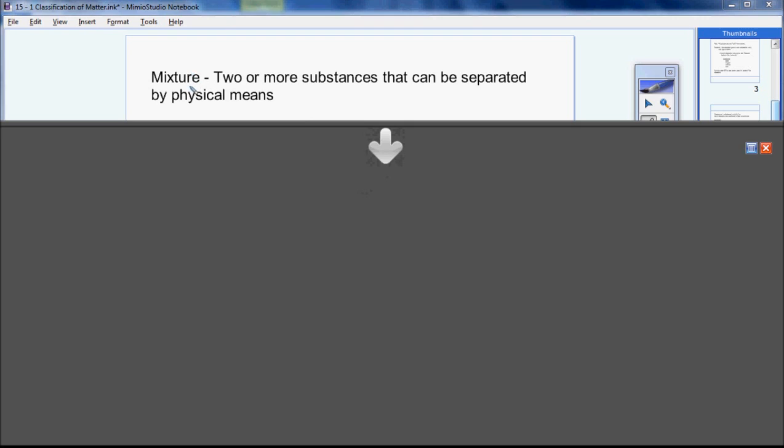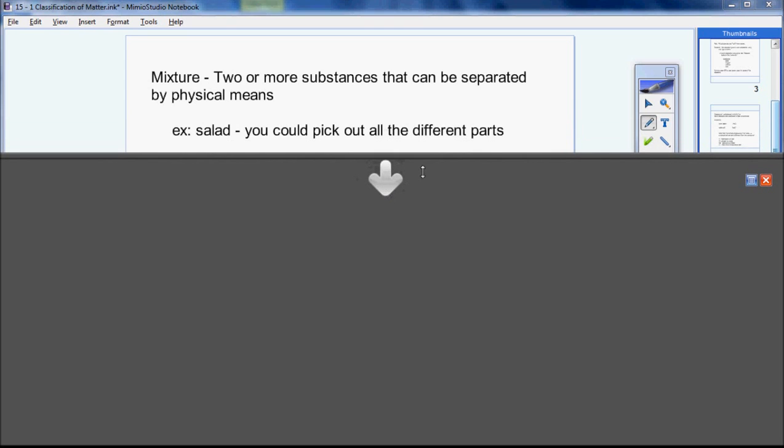So make sure that you write down that a mixture is two or more substances that can be separated by physical means. And if you recall, a substance is something that's made of only one ingredient, so if you mix a couple different ones together, then you get what we call a mixture that can be separated physically.